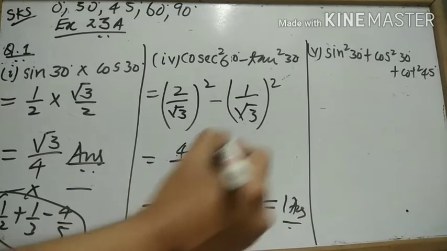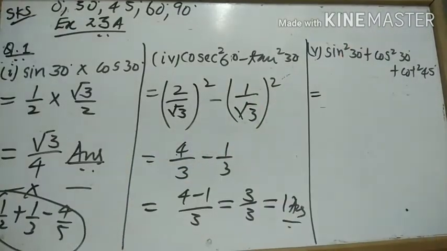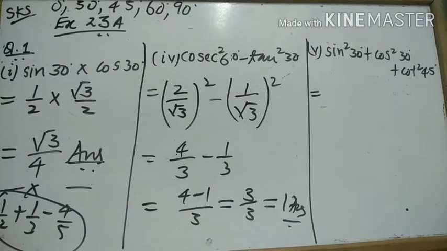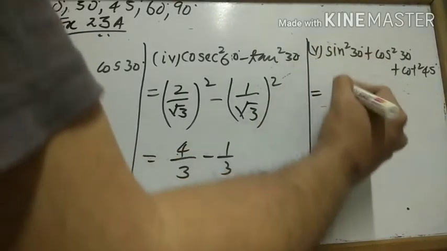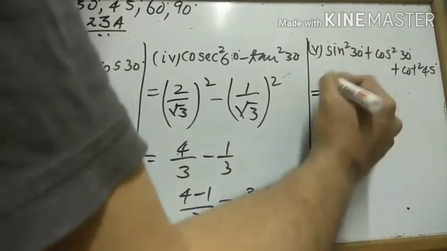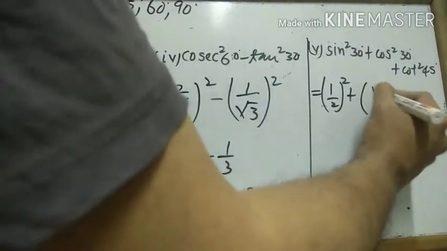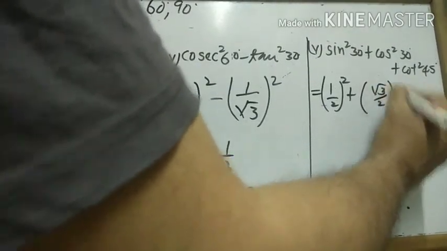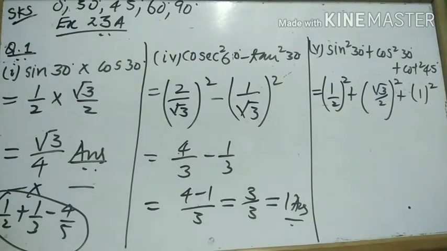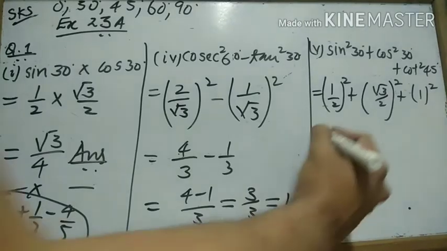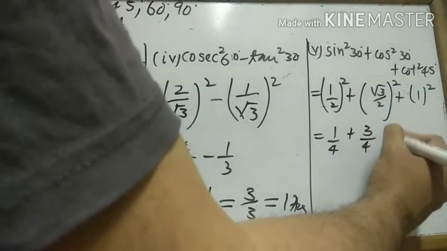We'll move on to one more sub-question, sub-question number 5 from question 1. It states sine square 30 plus cos square 30 plus cot square 45. Now, as I told you, one should know the values. Sine 30 is 1 upon 2, so that is 1 upon 2 square. Cos square 30 is nothing else but root 3 upon 2 the whole square. Cot square 45 will be replaced by 1 square. So this is 1 over 4 plus 3 over 4 plus 1.